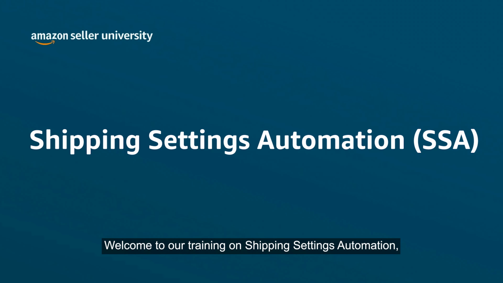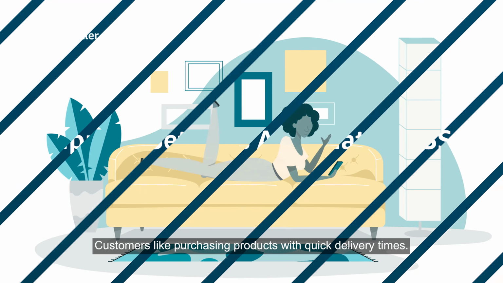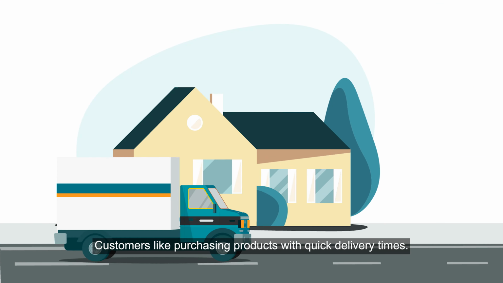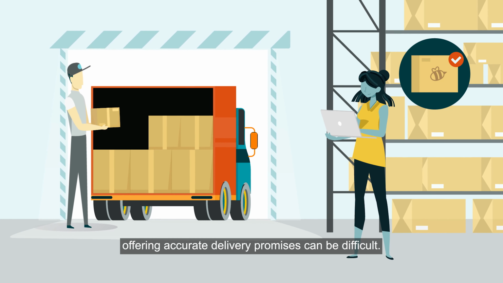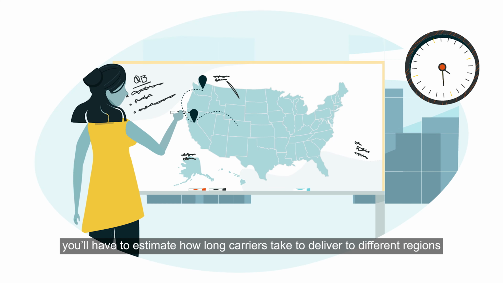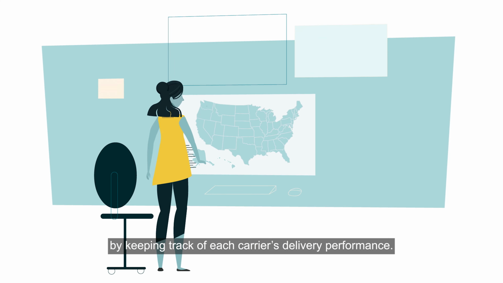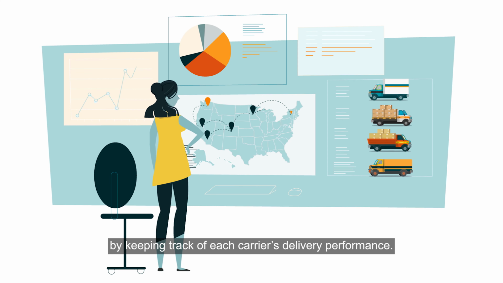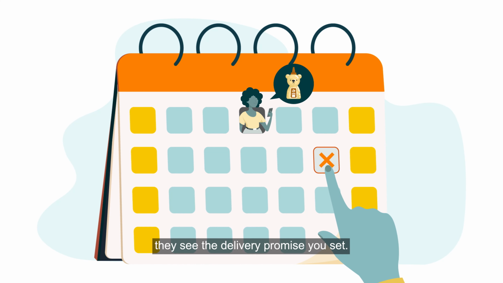Welcome to our training on Shipping Settings Automation, also known as SSA. Customers like purchasing products with quick delivery times. If you fulfill your own orders, offering accurate delivery promises can be difficult. To achieve this, you'll have to estimate how long carriers take to deliver to different regions by keeping track of each carrier's delivery performance. When customers shop in the Amazon store, they see the delivery promise you set.